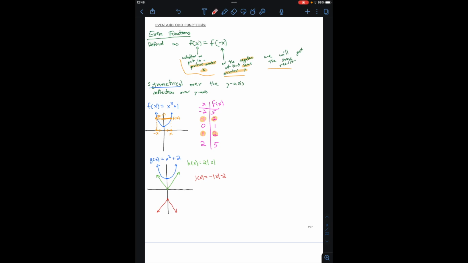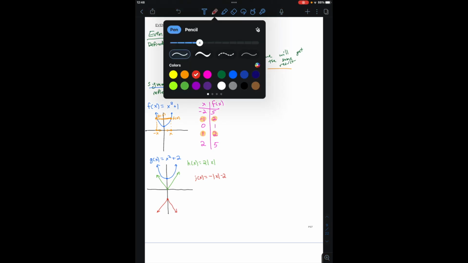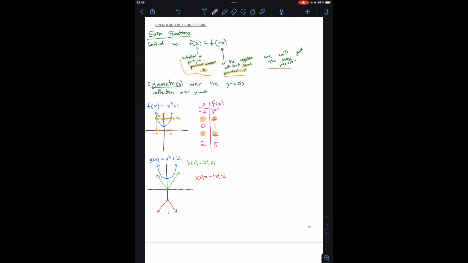And you can even get really cool functions too, and we'll learn about these later. But let's say we had k of x is equal to the cosine of x. And don't worry, you haven't learned that yet, but that's also a symmetrical function. It looks a little different, and I'll try to draw the same on each side. But that would be symmetrical over the y-axis as well.